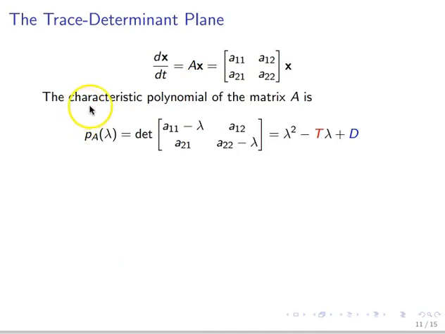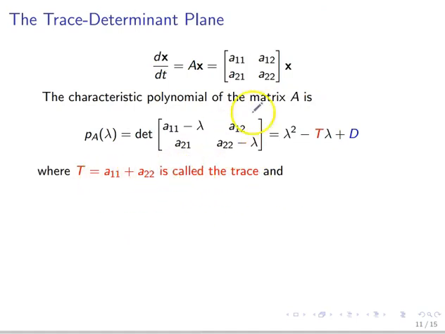Next, we compute the eigenvalues of the matrix A. We compute this characteristic polynomial, and we use the variable or expression lambda. We're going to compute a polynomial in lambda, and we can see that one of the coefficients here is denoted with the letter t. So t is going to denote the trace of the matrix, and d is going to denote the determinant.